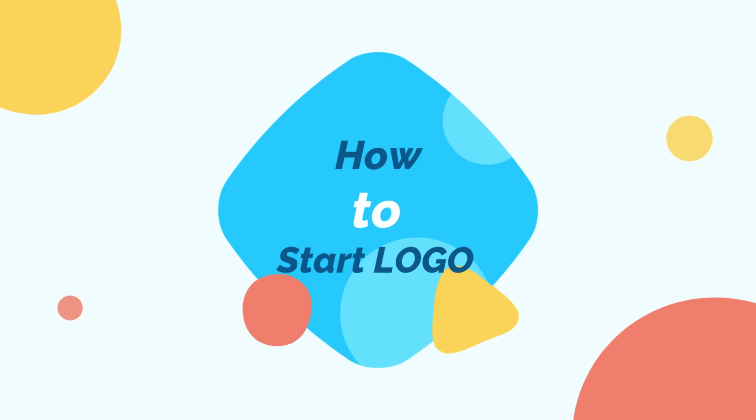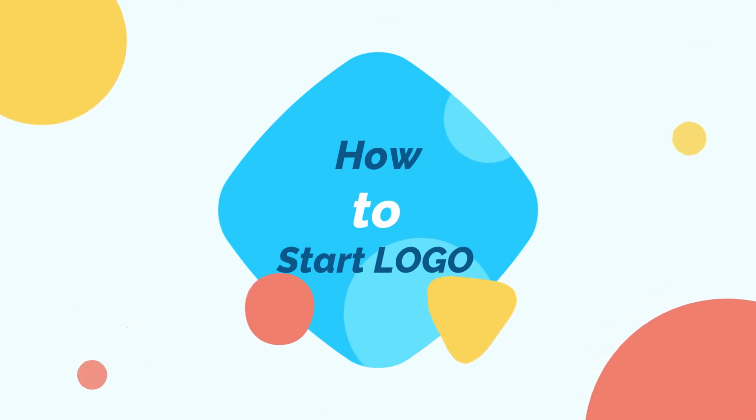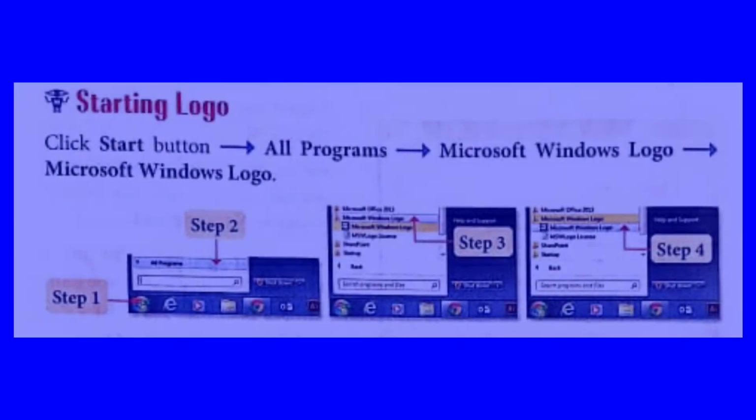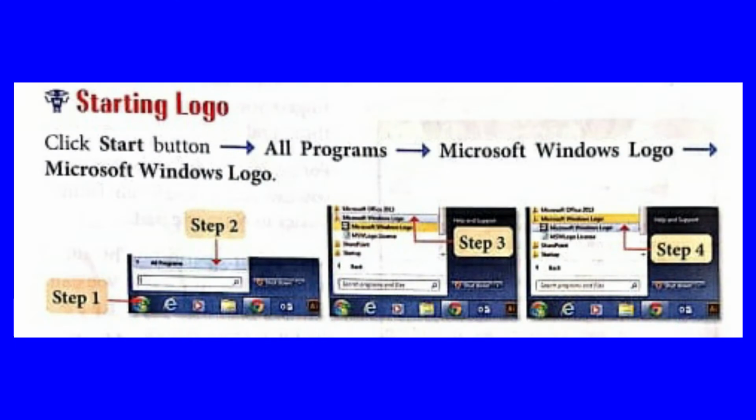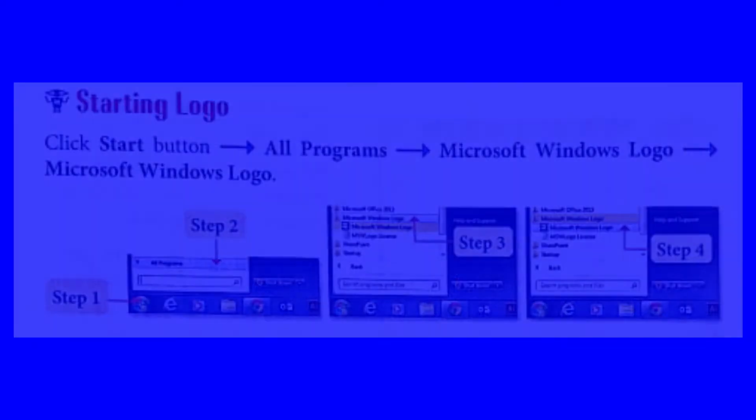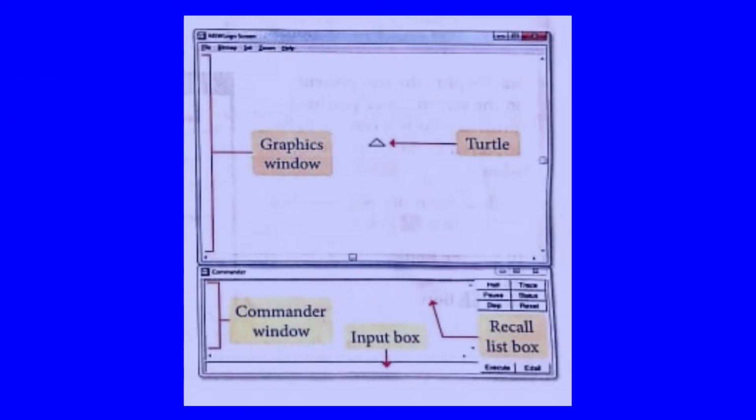First, we discuss how to start Logo. Click start button, then all programs, then Microsoft Windows Logo, and then in last Microsoft Windows Logo. MS Logo screen is divided into two parts, a graphics window and commander window.